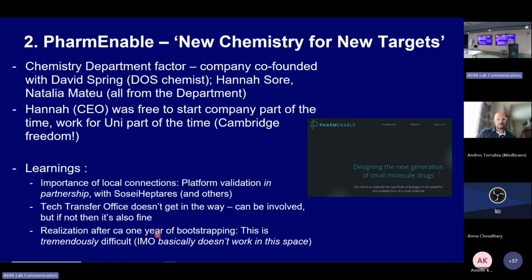And bootstrapping is very difficult in biotech. We tried that for a year, so not getting external funding, but running it out of revenue and by yourself. Very, very difficult. It doesn't work, basically. And then we raised funding after a year or so, and things moved much, much faster.